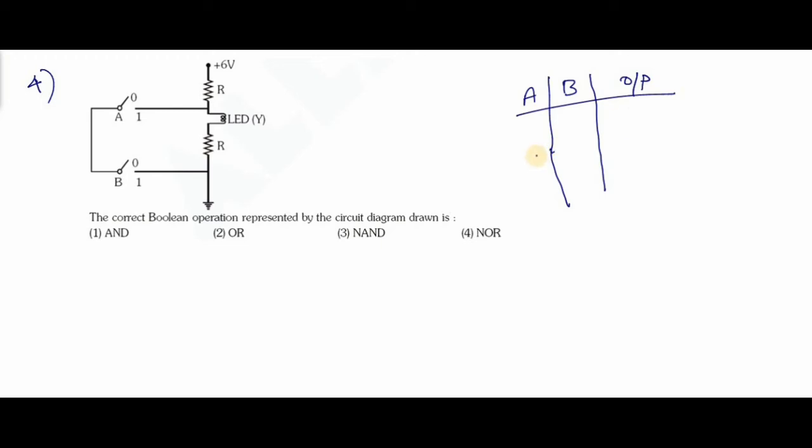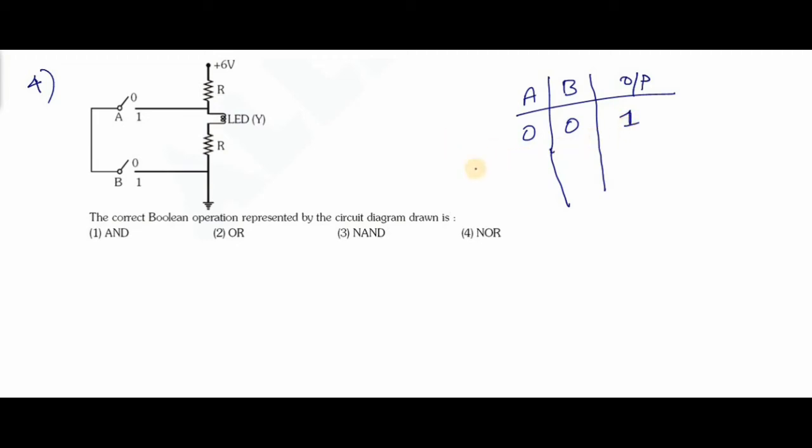If A is open, it is 0. If B is also open, then 0. So first I am going to open both the keys. That's why I have put 0 0. If I open A and B, then observe, no current will flow here since it is an open circuit. Every current will flow in this way, so the LED will glow. If it glows, then I put 1, which means output is available.